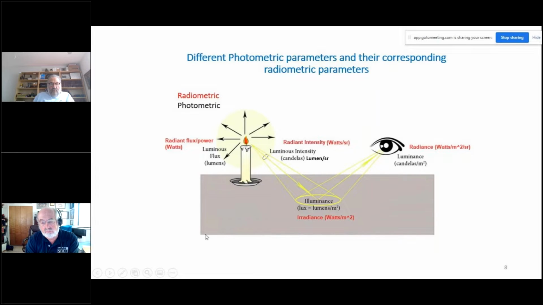The corresponding radiometric units are radiant flux in watts, radiant intensity in watts per steradian, irradiance in watts per meter squared, and radiance in watts per meter squared per steradian.